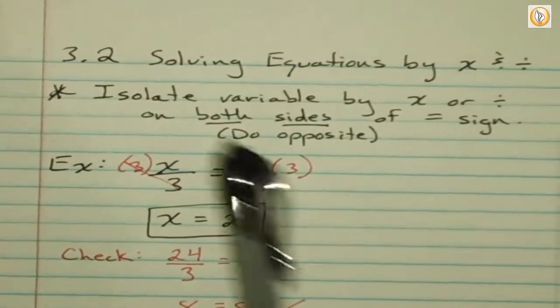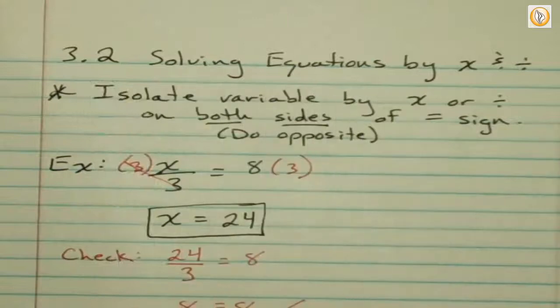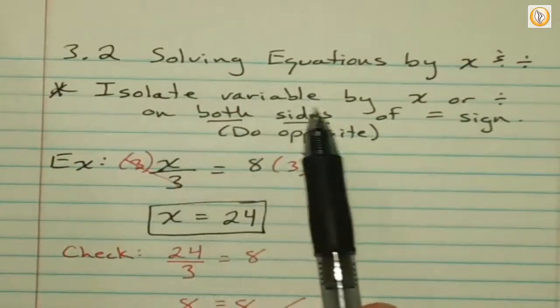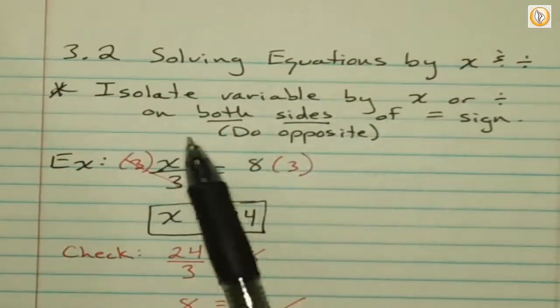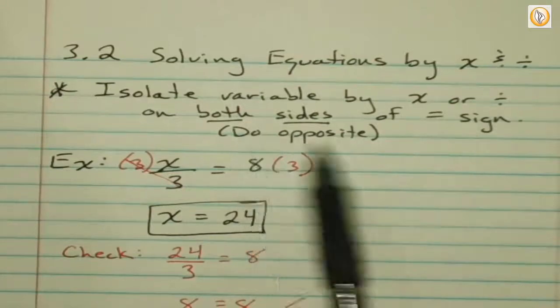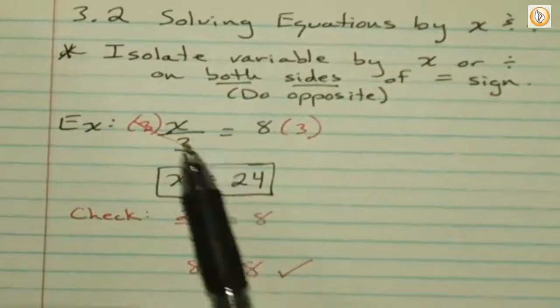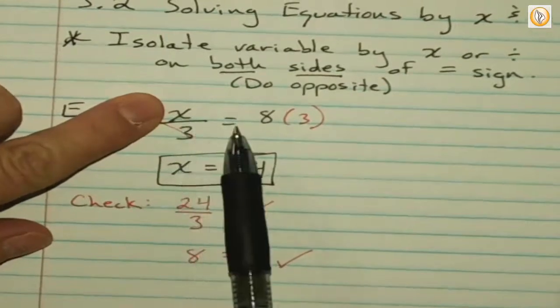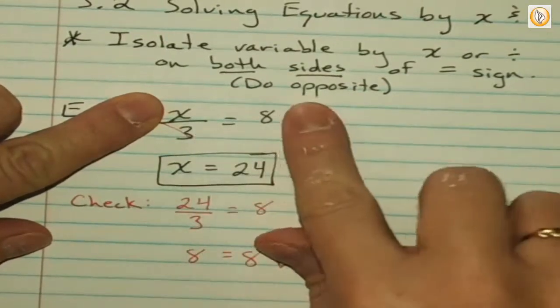Okay, so we're at 3.2. We're solving equations by multiplying and dividing. The ultimate goal is to isolate the variable by multiplying or dividing on both sides of the equal sign, doing the opposite. Here's an example problem. It was x divided by 3 equals 8.